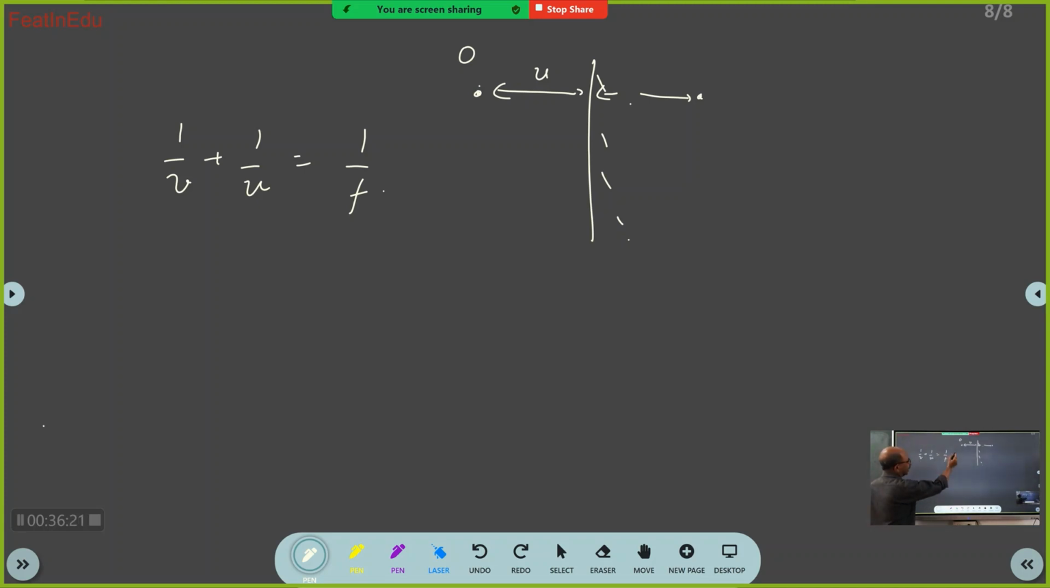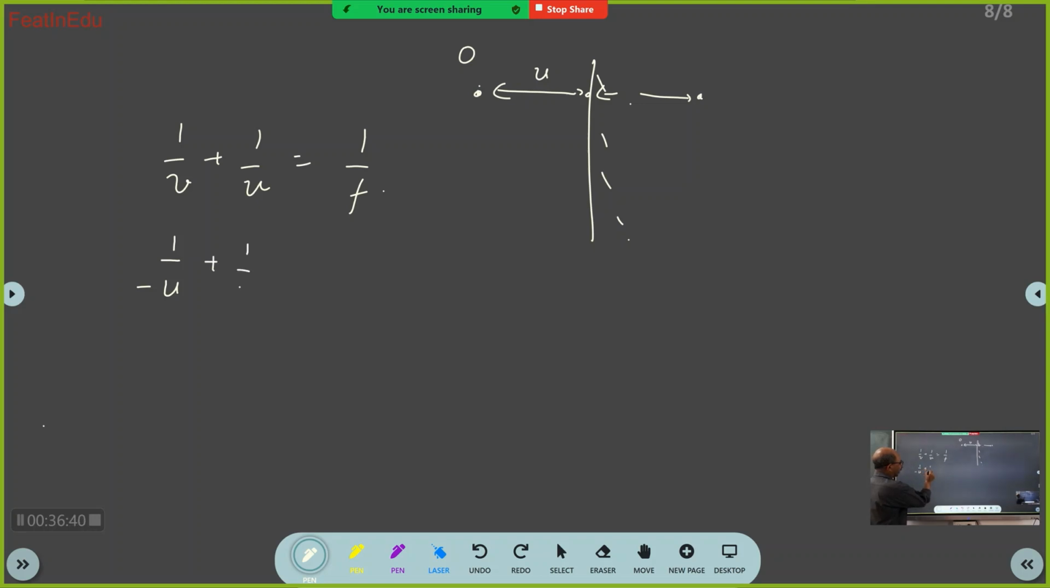So here in this case, what is U? U is in front of the mirror. So you take it as 1 upon minus U, because the rays are traveling like this, but the distance you will measure from this point. Hello, are you with me? Yes, sir.